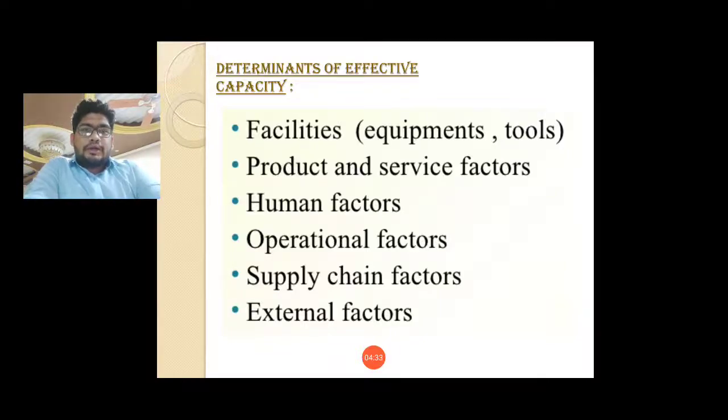Now, what are the determinants of effective capacity? First comes the facility, that is the equipment and the tools. Fine. The second one is the product and the service factors.